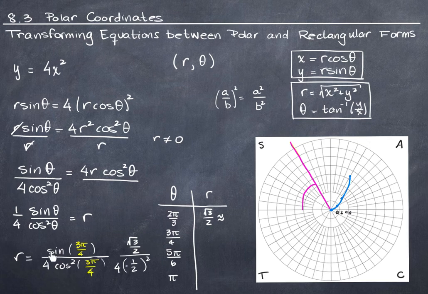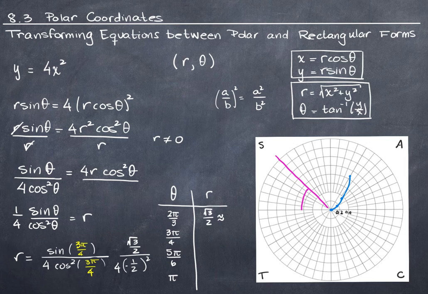What is the sine of 3 pi over 4? Well, what's our reference angle? Our reference angle is pi over 4, and that's this line right here. So if that's the reference angle, then my next question is, well, what's the sine of pi over 4? The answer is, it's the square root of 2 over 2.